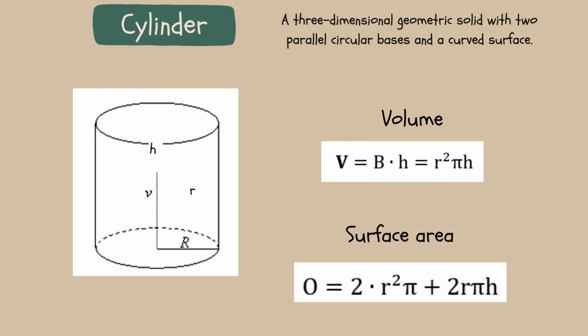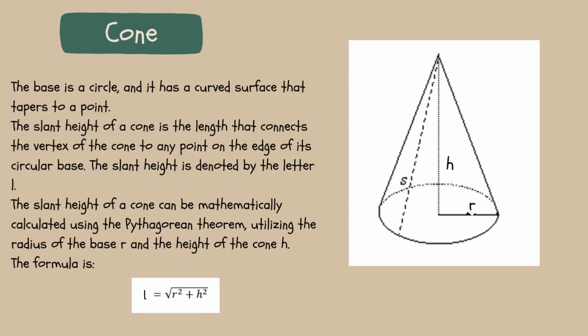Cylinder. A three-dimensional geometric solid with two parallel circular bases and a curved surface. Volume, surface area. Cone. The base is a circle and it has a curved surface that tapers to a point. The slant height of a cone is the length that connects the vertex of the cone to any point on the edge of its circular base. The slant height is denoted by the letter L.